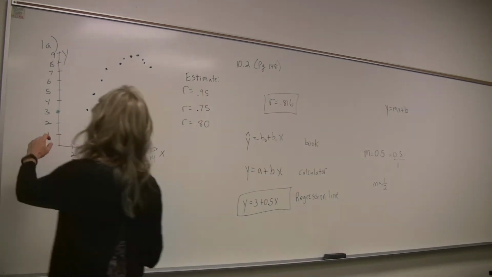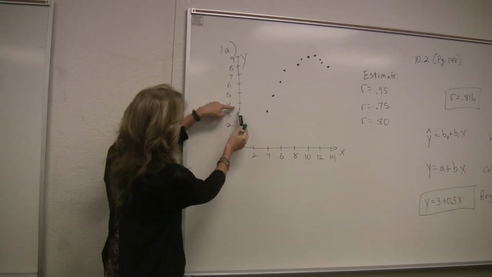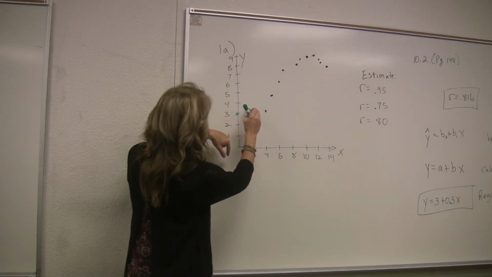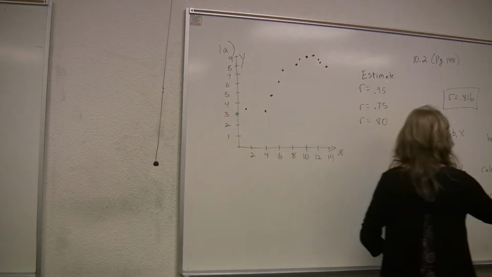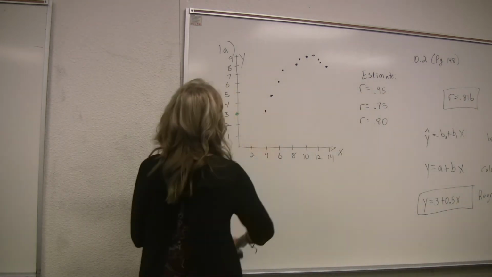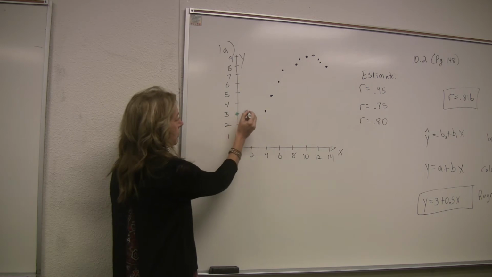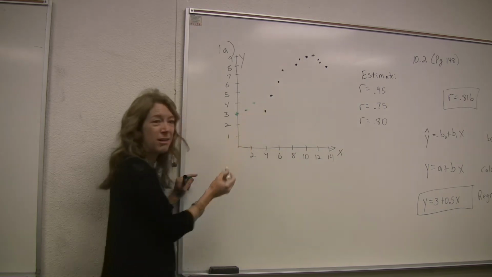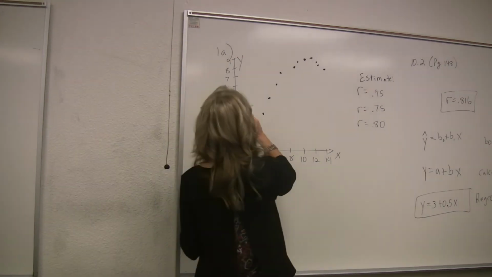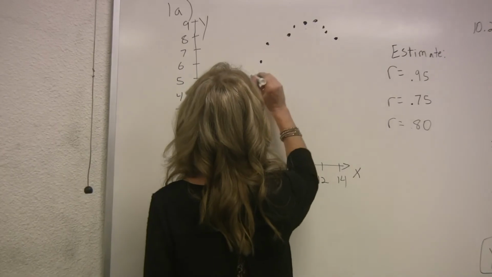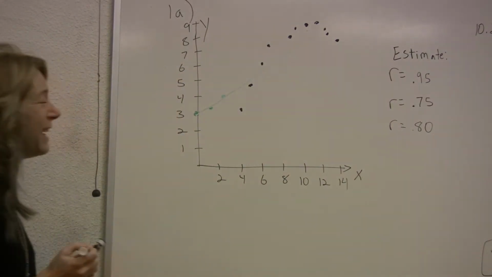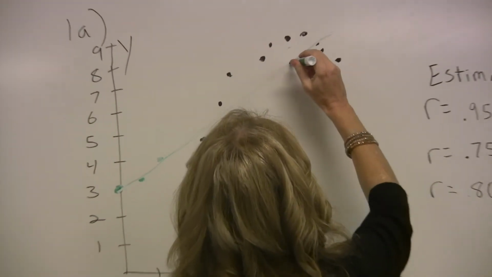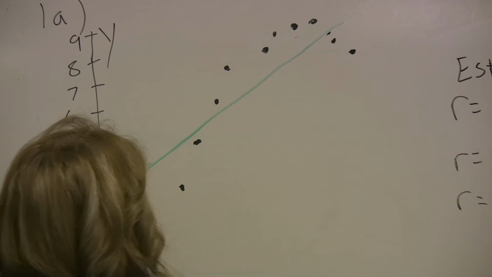So from 3, I could go up 1/2 and over 1, which would put me about right here. Oops, I switched colors on you, sorry. I could go up 1/2 and over 1, or I could go up 1 and over 2. See how it doesn't matter, I'll get the same line when I connect the dots. And then if I carefully and accurately connect these dots with a straight line, it looks something like that. It's not very dark. Can you see that, Nick? Let me make it darker. Pretend it's a straight line.